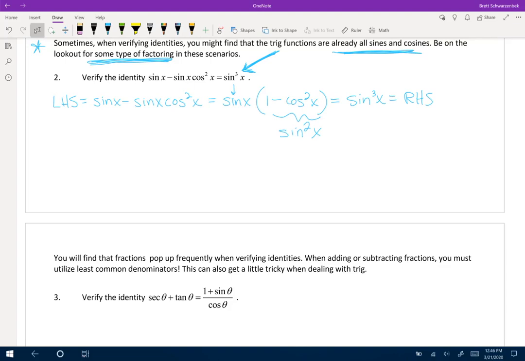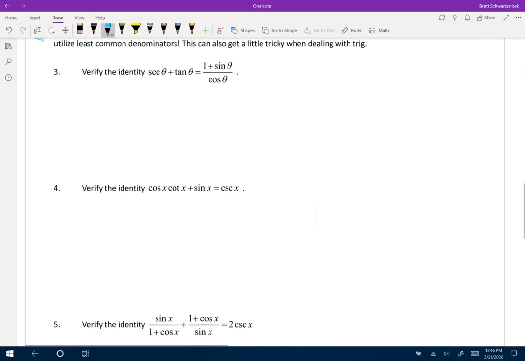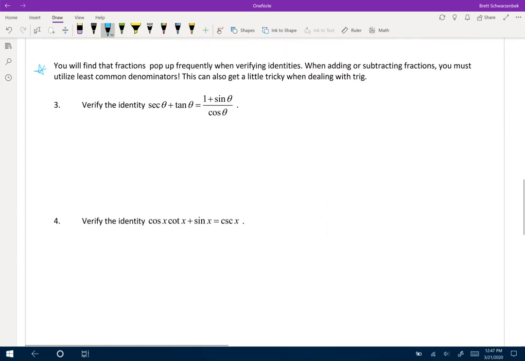Okay, so moving on to 3, it looks like we have a new tip that actually expands for several problems. So let's take a look at it. You will find the fractions, so the dreaded F math word, pops up frequently when verifying identities. When adding or subtracting fractions, you must utilize least common denominators, the old school LCDs. This can also be a little tricky when dealing with trig. Okay, so if you look at this example in number 3, we have secant theta plus tangent theta equals 1 plus sine over cosine.